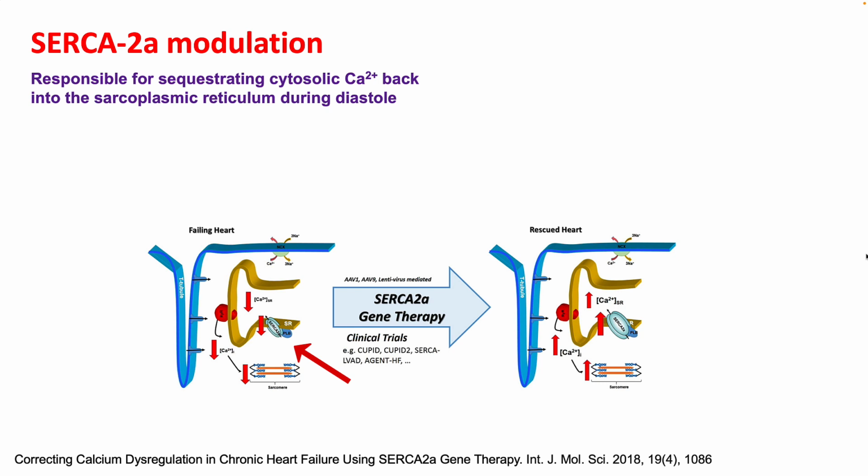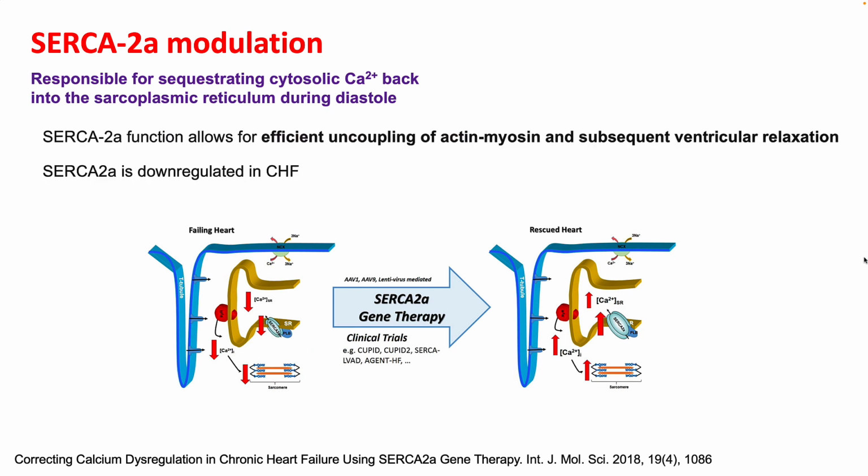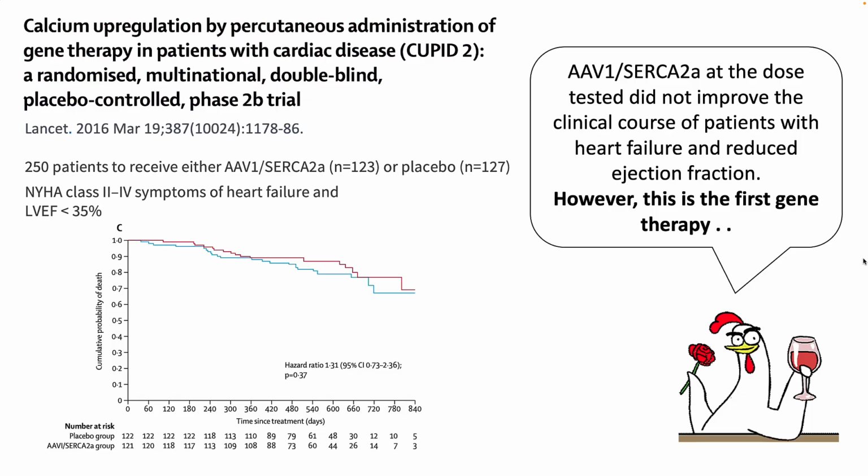SERCA2A is responsible for sequestering cytosolic calcium back into the sarcoplasmic reticulum during diastole. Therefore, it allows for efficient uncoupling of actin-myosin and subsequent ventricular relaxation. However, this molecule is downregulated in CHF. Using SERCA2A gene therapy, you can increase the number of SERCA2A channels in the heart, and this should be able to sequester the calcium back into the sarcoplasmic reticulum. CUPID 1 and 2 trials were designed for this. However, they did not see any improved clinical outcomes in patients with reduced ejection fraction.